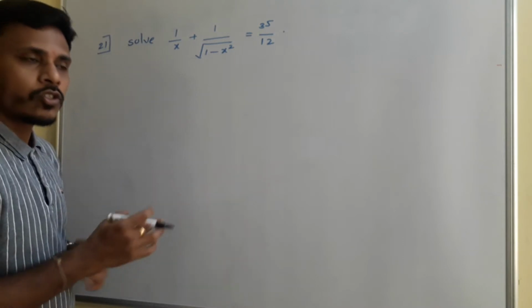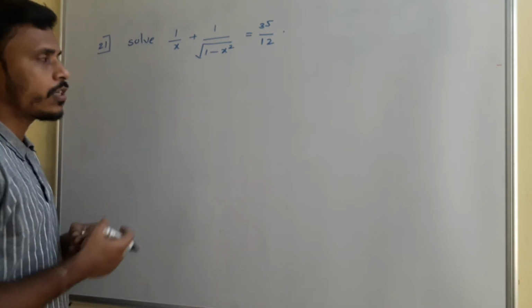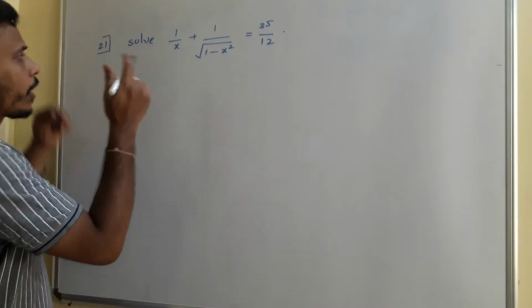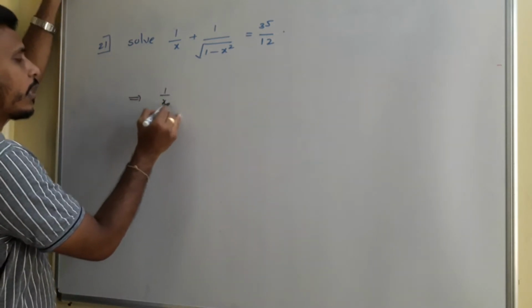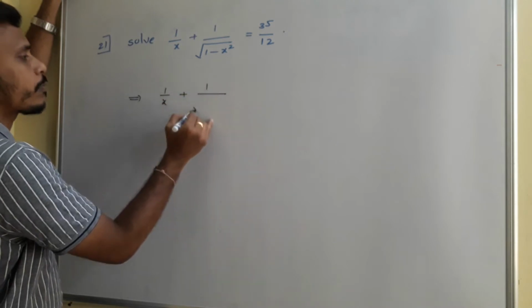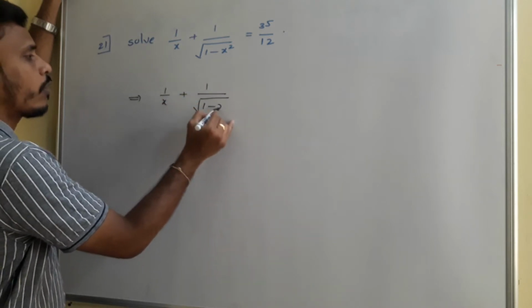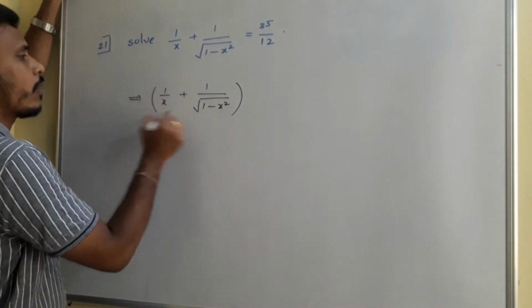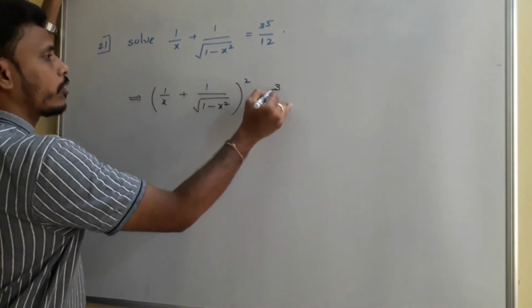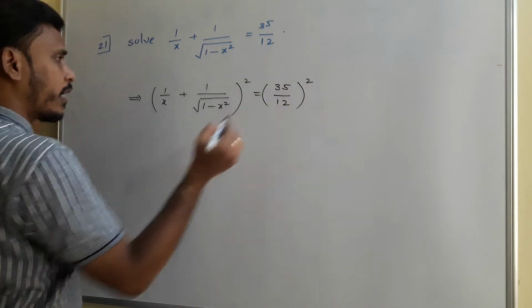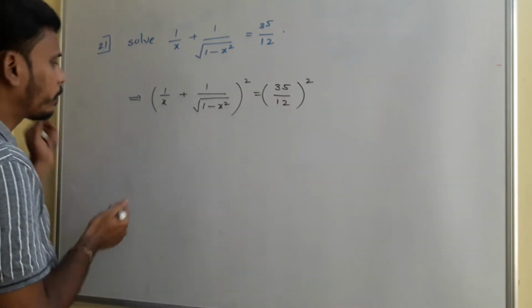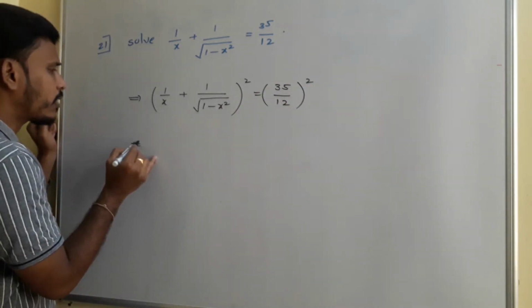Among all those, the best one is what I am presenting here on the board, right? You just square on both sides. When you square on both sides, the next step is simply 1 by x plus 1 by root of 1 minus x square, whole square, is equal to 35 by 12 whole square. I just did squaring on both sides. Very good. And then just have a look.